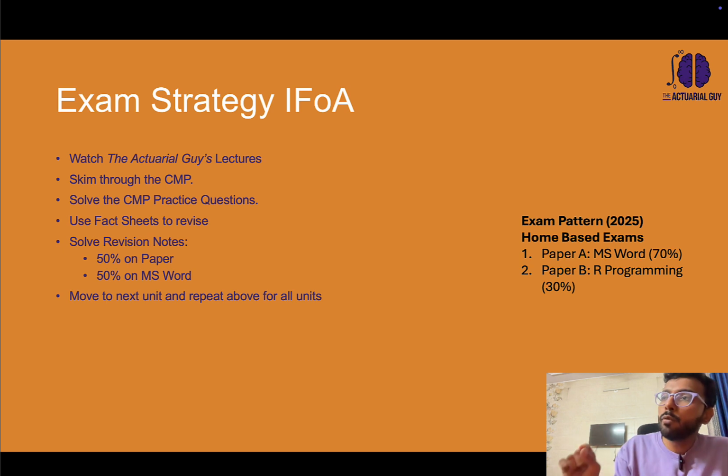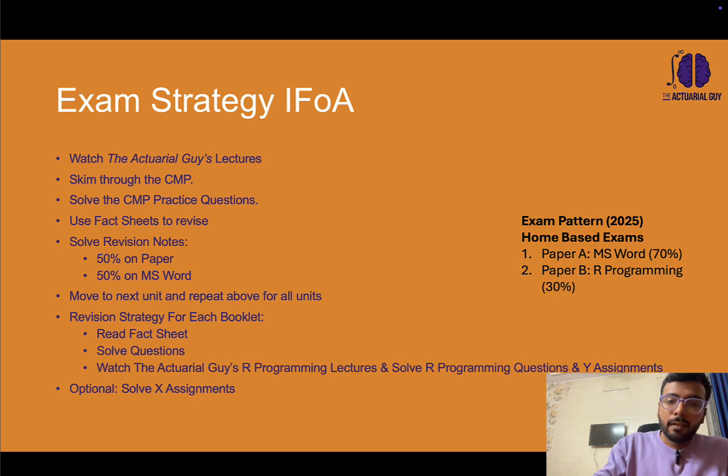So for each booklet, you can follow this plan in order to get your concepts very clear and have a good exam practice as well. Now, this is your first time going through the syllabus. This is how you do it. This is your preparation. Now, let's get into the revision strategy.